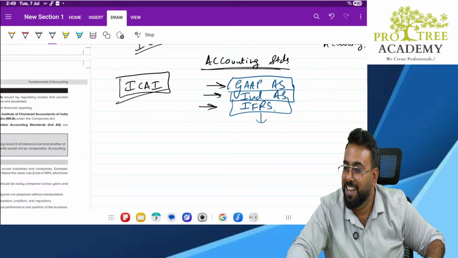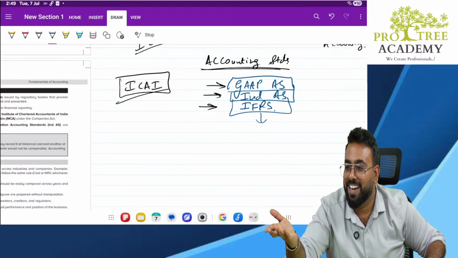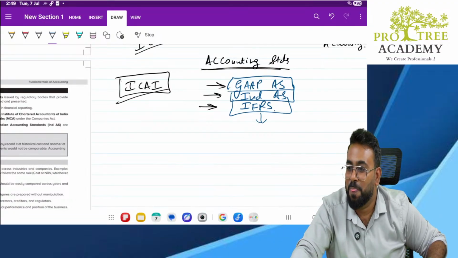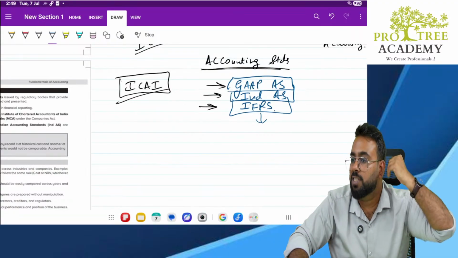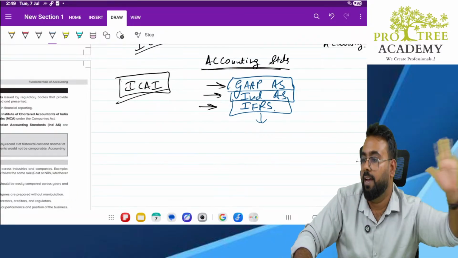What will you say? Sir, I don't go international, sir. I am unable to go outside Mysore only. Now you are talking about international. Correct or no? So like that, whichever company wants to pull investors globally, they can prepare under IFRS.